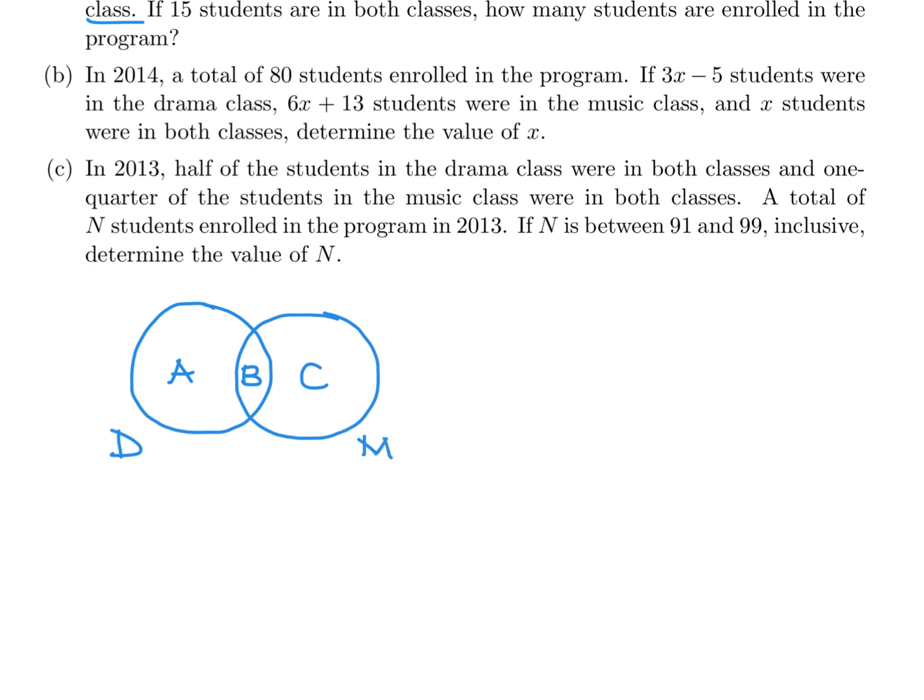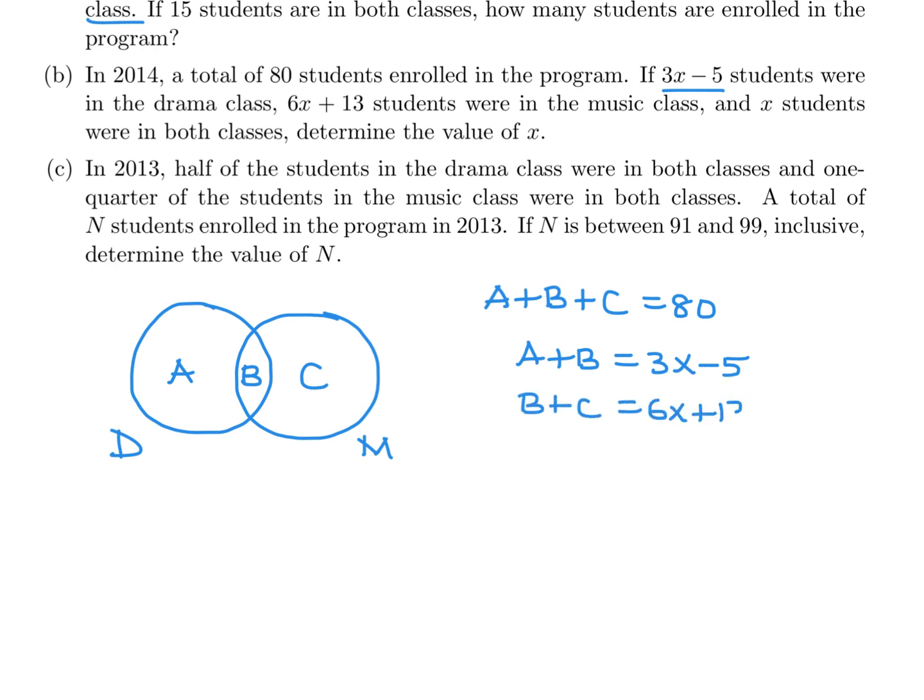Okay, so a total of 80 students. So we are told that all the students is 80. So that means A plus B plus C is 80. And then they tell us that 3x minus 5 students are in drama. So that means A plus B is 3x minus 5. And they tell us that 6x plus 13 students are in music. So B plus C is 6x plus 13. And anything else? Okay, got it. x students were in both classes. I almost missed that. So B is x.